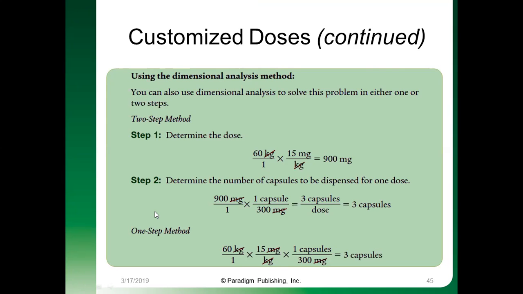Okay, and this one-step method would only be used if they were only asking for the number of capsules. But since they're asking for the dose and then they're asking for how many capsules, that's why we have to do 2 steps.